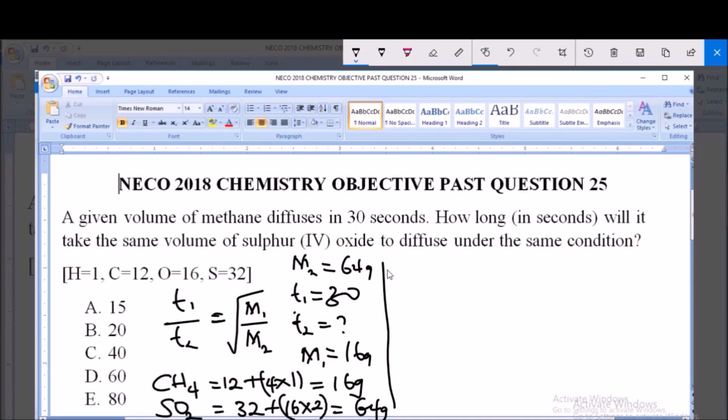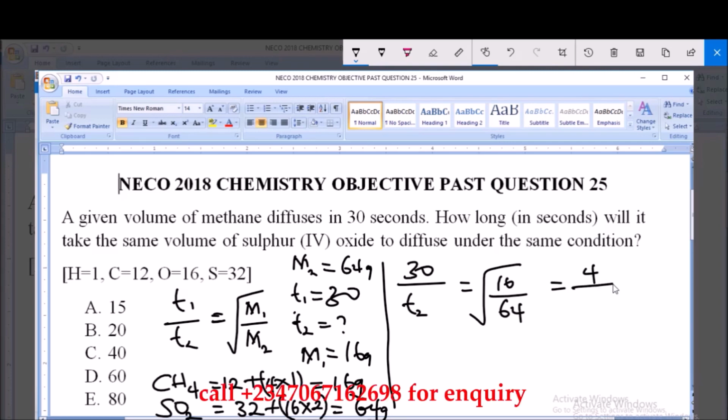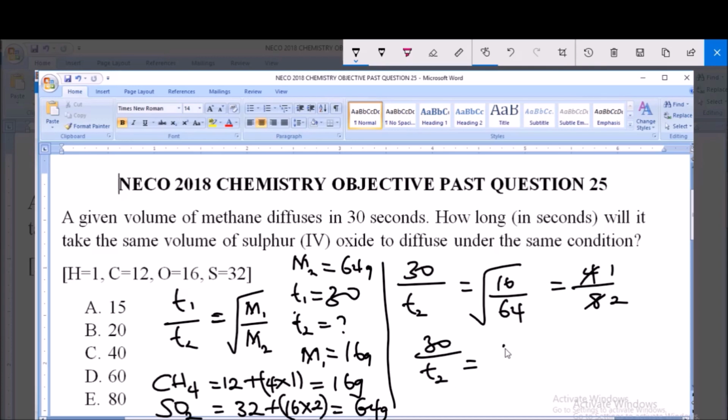Now we have T1 to be 30 all over T2, which is what we're looking for, is equal to the square root of M1, which is 16, all over M2, which is 64. Now the square root of 16 is 4, all over the square root of 64 is 8. From here, 4 will go into 8 twice, and into itself once. So we have that 30 all over T2 is equal to 1 over 2. Now when we cross multiply, we have that T2 is equal to 2 times 30, which is equal to 60.